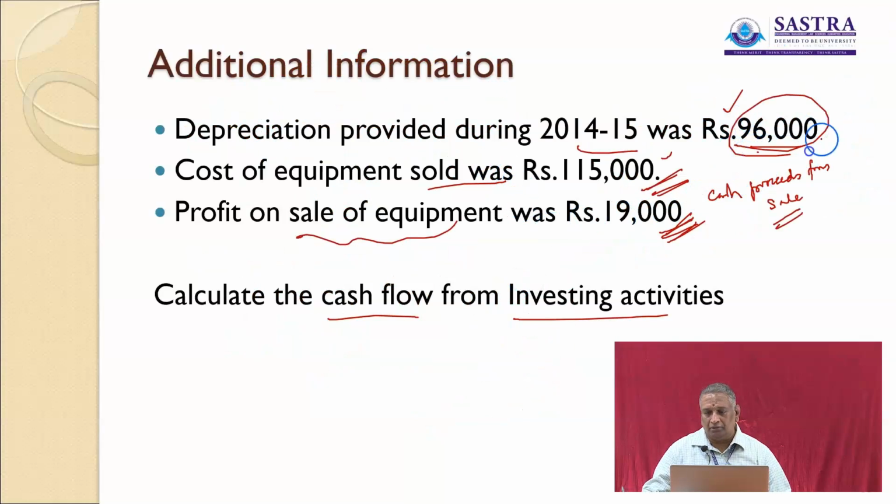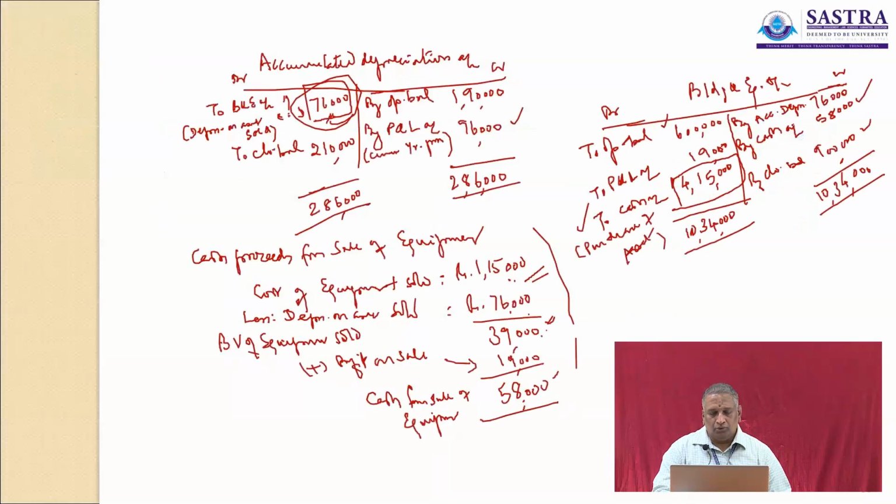19,000 profit made. That means you must have sold it at 58,000. 39,000 worth of equipment, for which 19,000 profit was made, means your cash proceeds must be rupees 58,000. That should be credited here. By cash account, so cash account debit, what comes in. Cash comes in because of sale of some part of equipment. So by cash account 58,000.